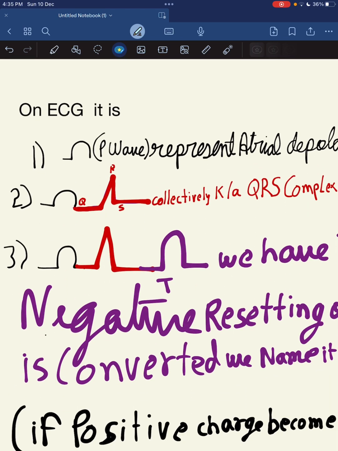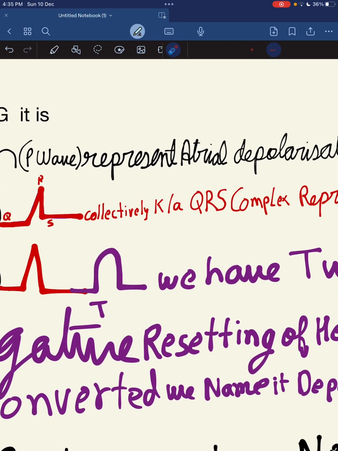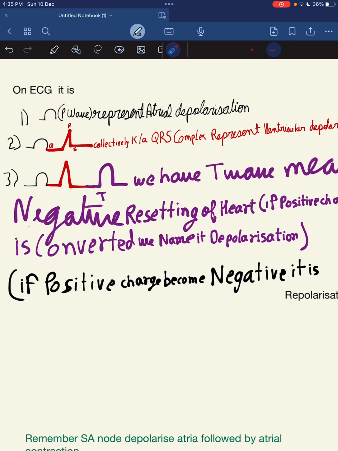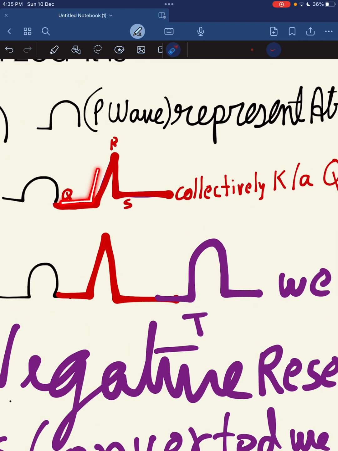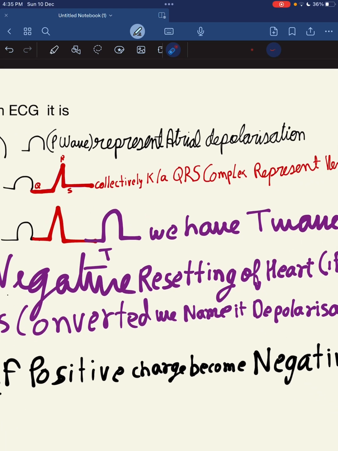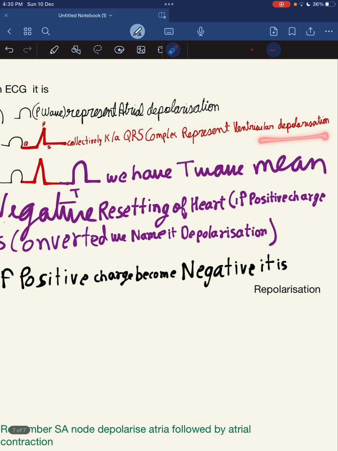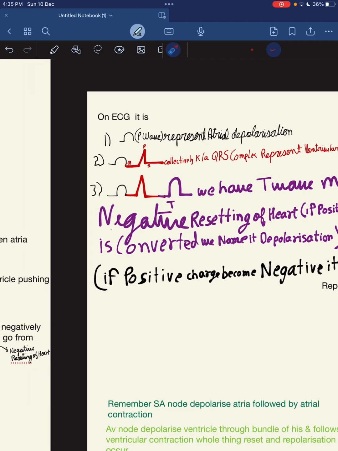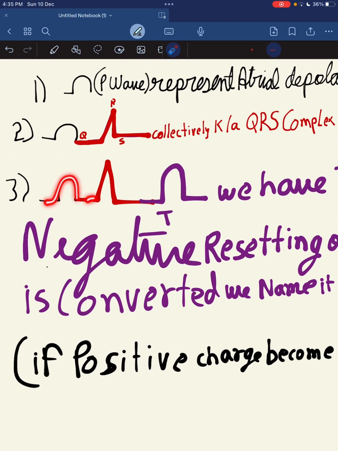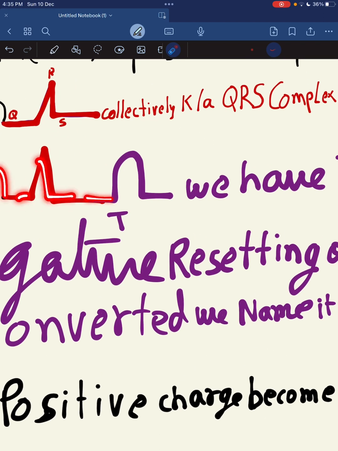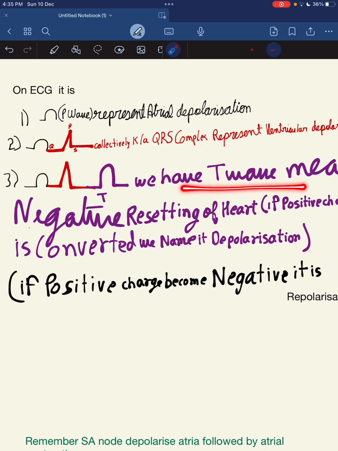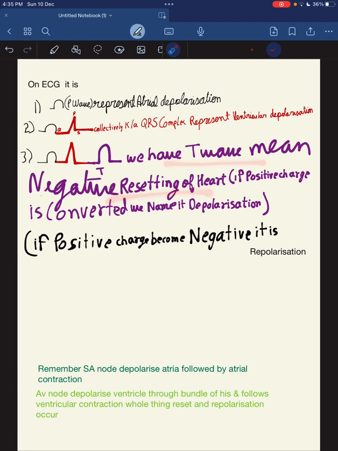So now let's take a look at the ECG. The first bump is known as the P wave, which represents atrial depolarization. After the P wave, there are the Q, R and S waves. Collectively they are known as the QRS complex, which represents ventricular depolarization followed by ventricular contraction. And after P, Q, R, S, we have the T wave. The T wave means negative resetting of the heart, which I told you about now.